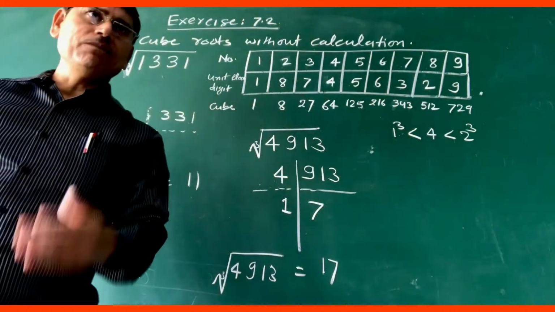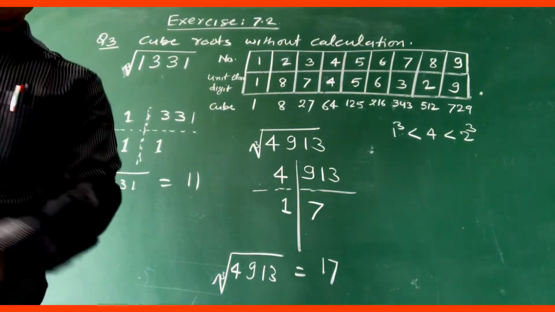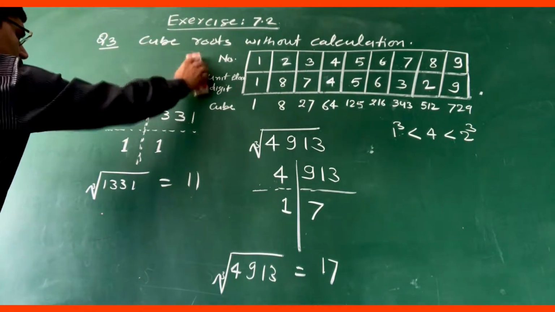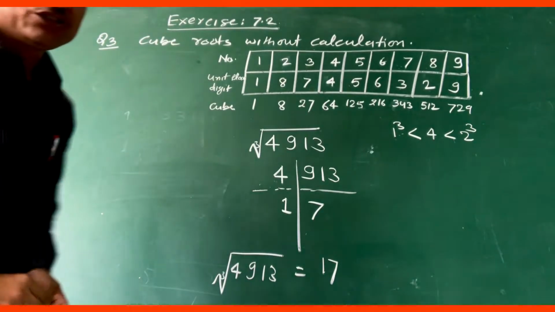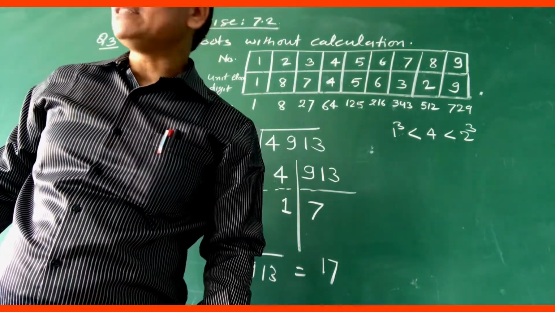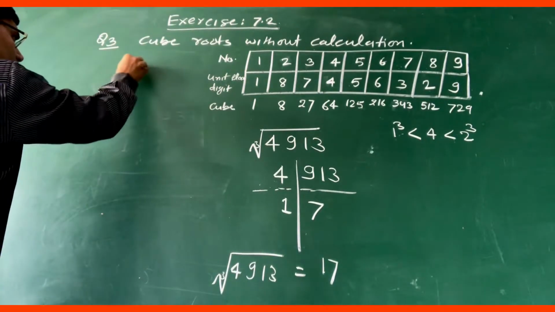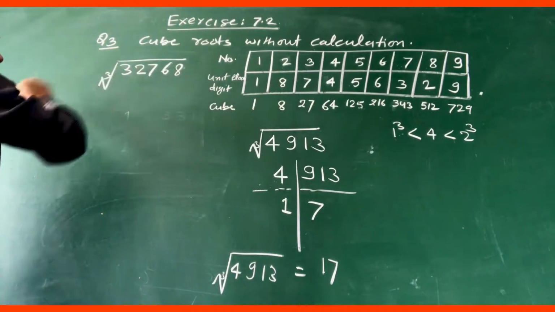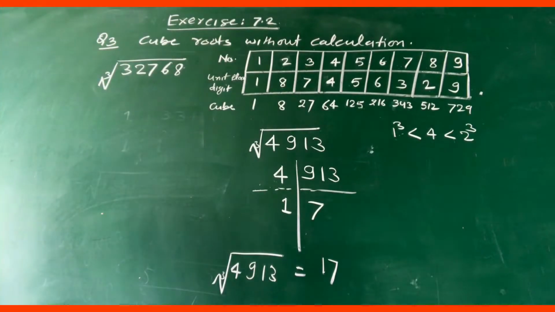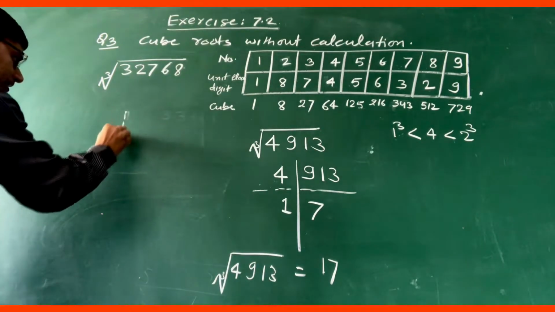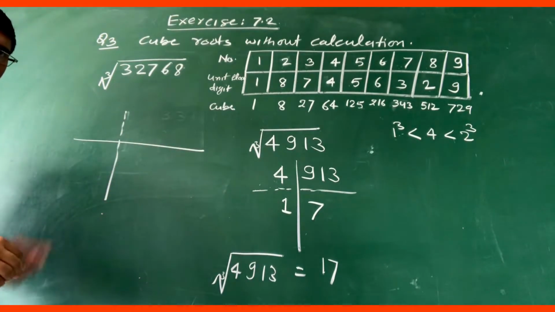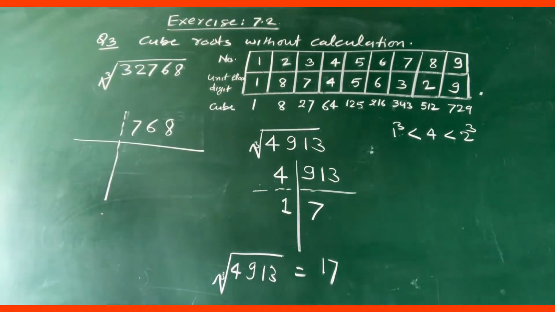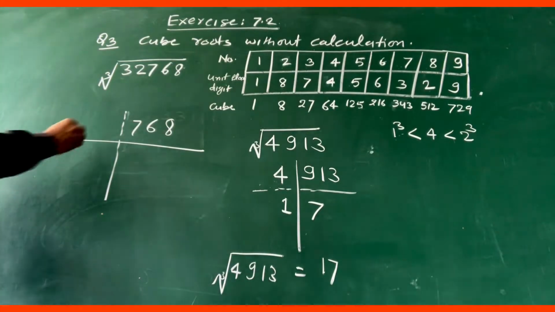I want to tell one more example to make the concept clear. So here is the next question, a larger number, that is 32768. Find the cube root of this number without calculation. So how can you divide all the digits in two parts? In the first part you will write 3 digits only, that is 768, and the remaining digits you will write in the second part, that is 32.